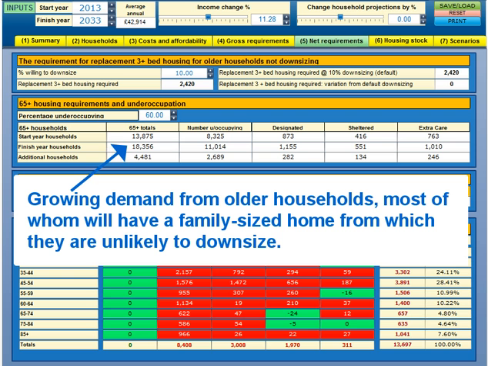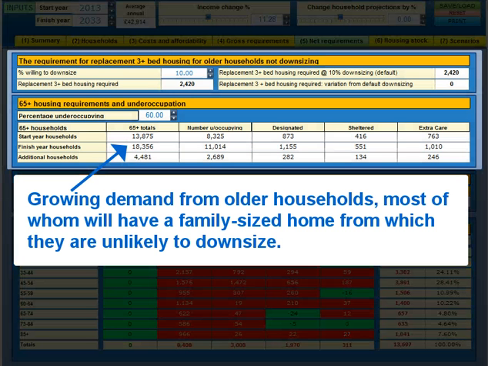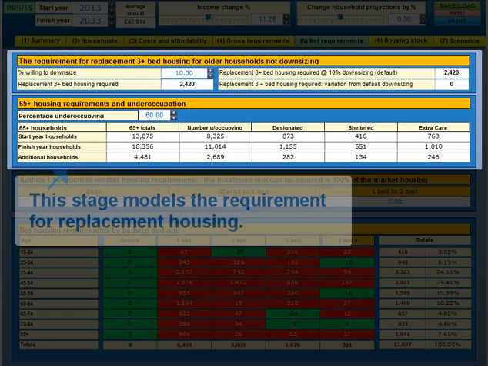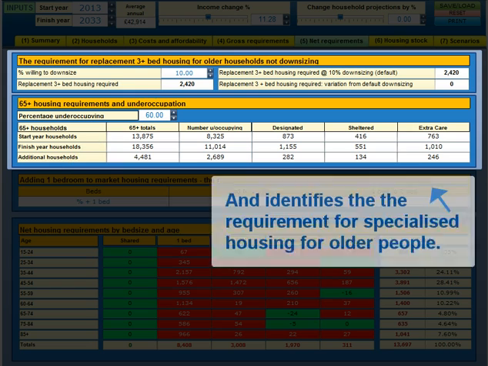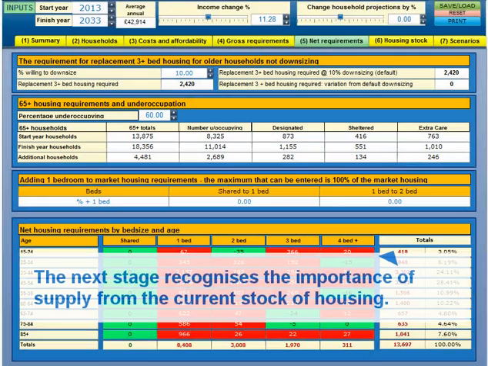One of the major issues in projecting housing requirements is the growing demand from older households, most of whom will already have a family-sized home from which they are unlikely to downsize. This stage models the requirement for replacement housing and identifies the requirement for specialised housing for older people.